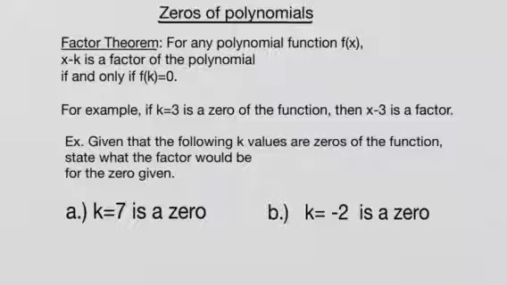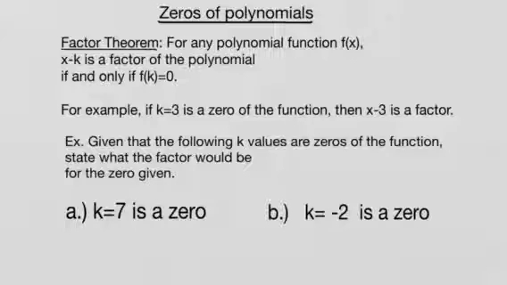For example, if k equals 3 is a 0 of the function, then x minus 3 is a factor. So notice that the 0 of the function is a positive 3, but when we put it in factored form, it's written as x minus 3. Our first example tells us that we are given the following k values as zeros of the function we would be working with, and we want to state what the factor would be for the 0 given.